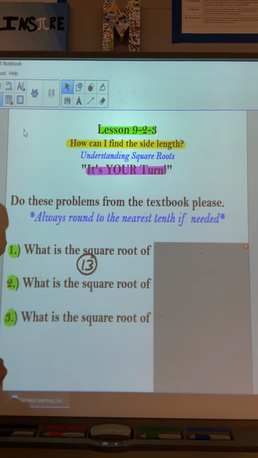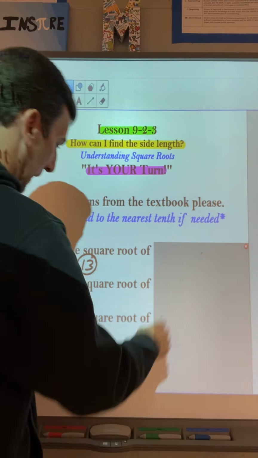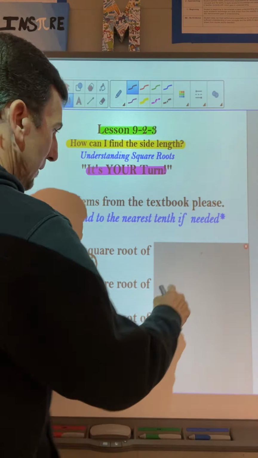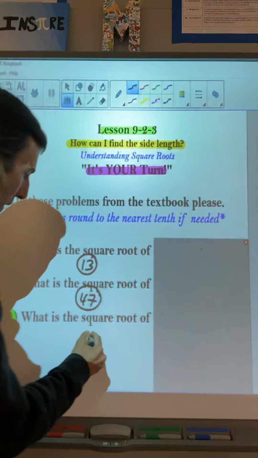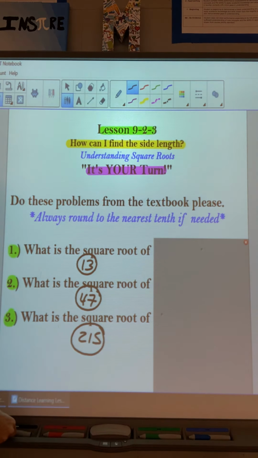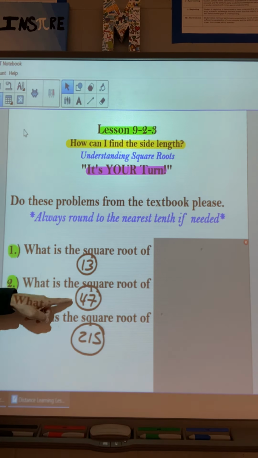Okay, so find me the square root of 13, and then find me the square root of 47, and then find me the square root of 215. Okay, so find the square root of 13, 47, and 215, to the nearest tenth.